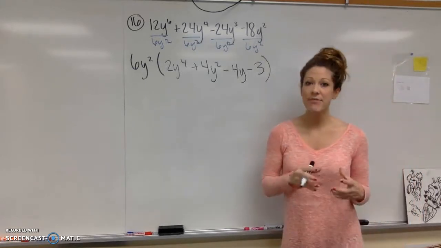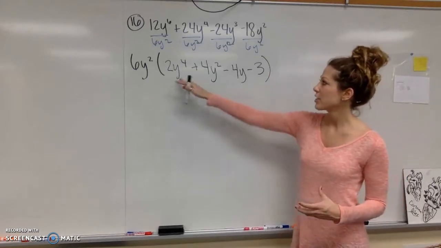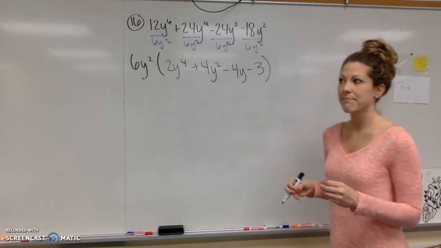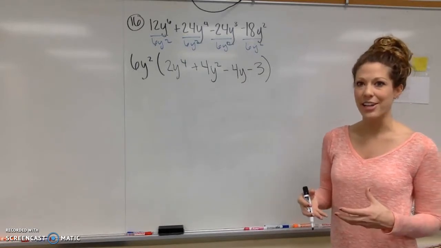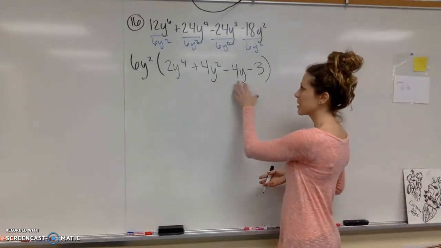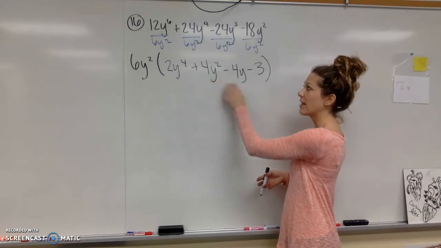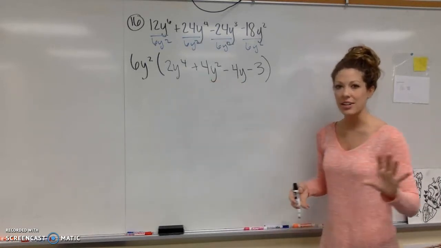Now, if you did factor out your greatest common factor, the terms that are left in the parentheses should not have a common factor any longer. So if you look at these numbers, make sure they don't have a common factor, and make sure they can't all have a y, or else you didn't factor out enough y's.